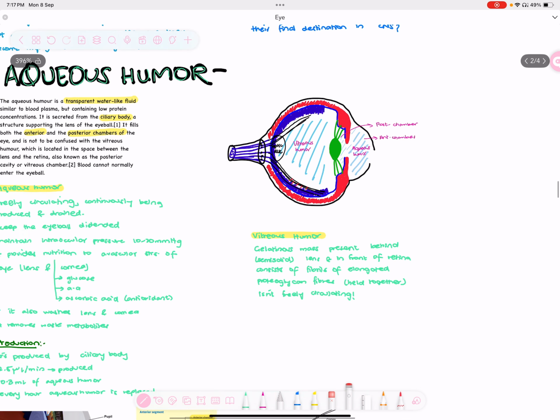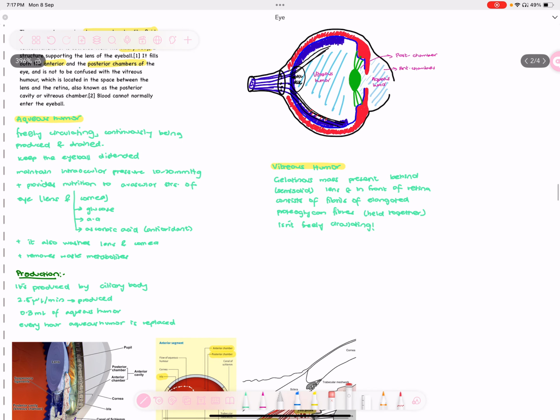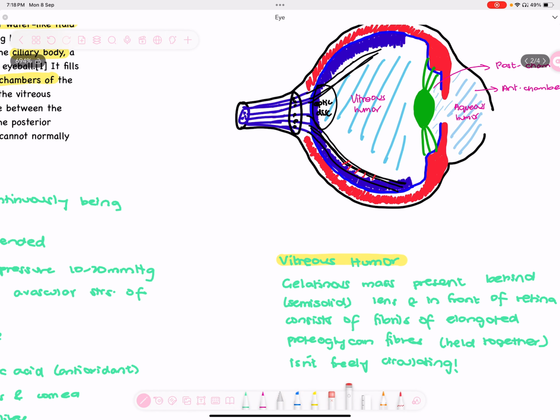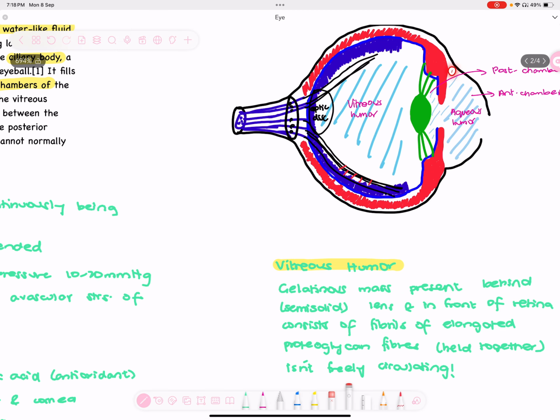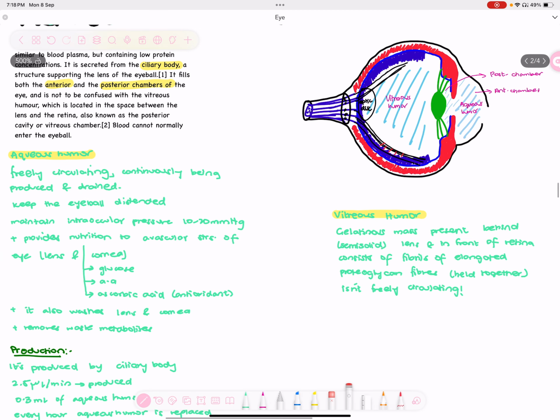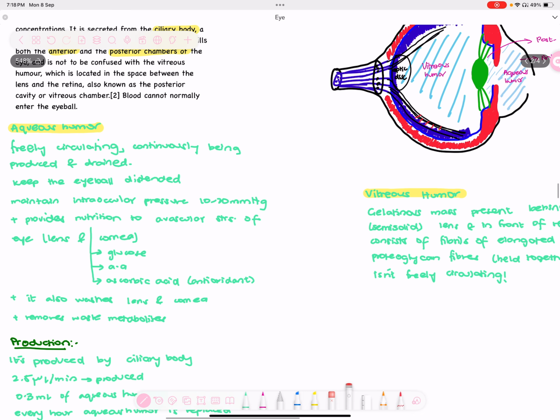Don't forget that part. Now, aqueous humor freely circulates continuously, being produced and drained. So here I'm trying to say that aqueous humor freely circulates. Other than that, it's continuously produced and drained at the same time. Because imagine if it was solely just being produced and not drained, then your eye would completely bulge out and the intraocular pressure would be too high. So for that very reason, you need to have a drainage system as well that will drain out this aqueous humor, because we do know that it's continuously being produced, so it also needs some drainage mechanism.